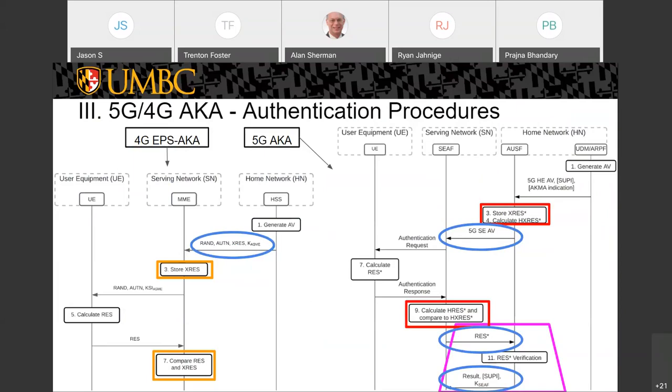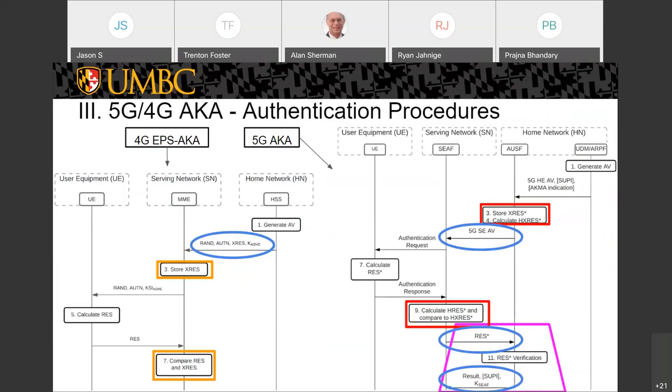The authenticated server function, AUSF, unified data management, UDM, authentication credential repository and processing function, ARPF, is the home network for 5G. These are the network data centers. One major difference between the 4G and 5G protocols is shown in the orange rectangles on the screen. In 4G, the MME creates an expected response vector and sends this along the protocol unencrypted. On 5G, as shown in the red rectangles, the AUSF creates an XRES and calculates a hashed response to send upstream, and this message is encrypted.